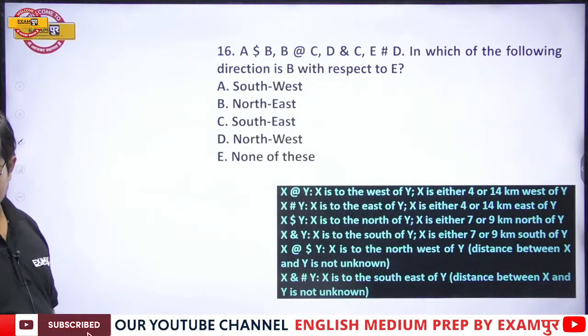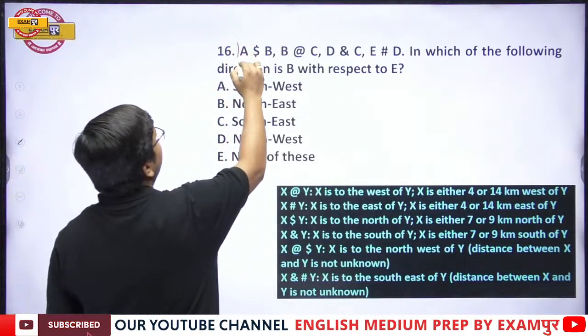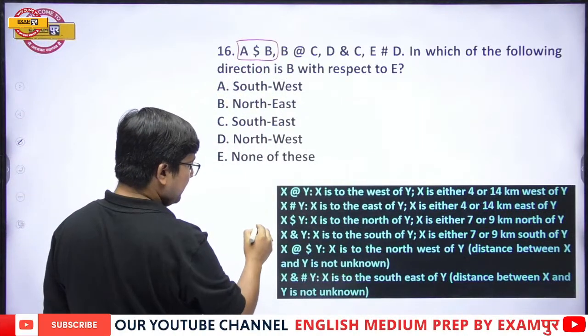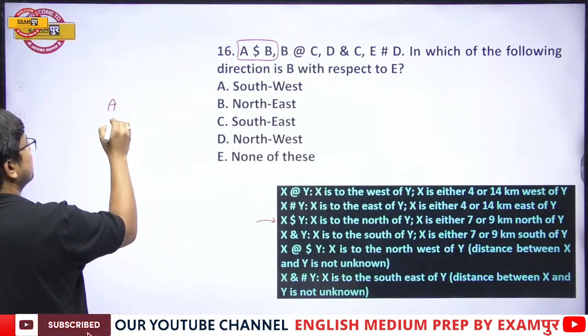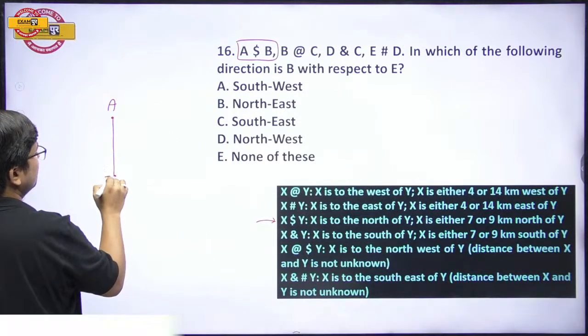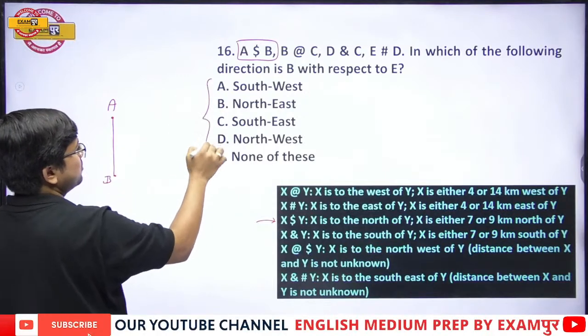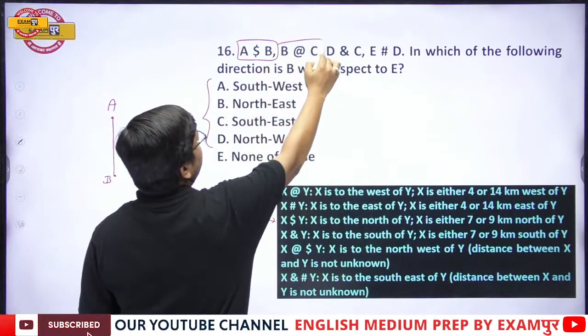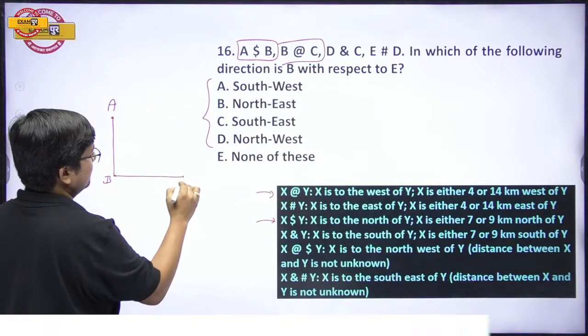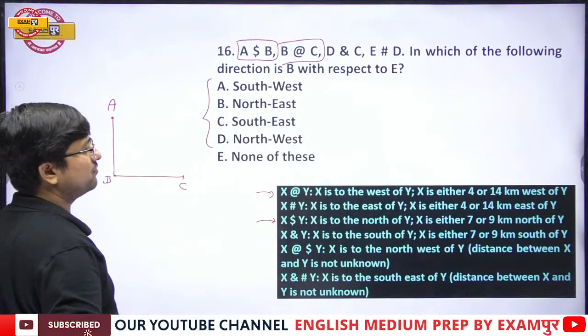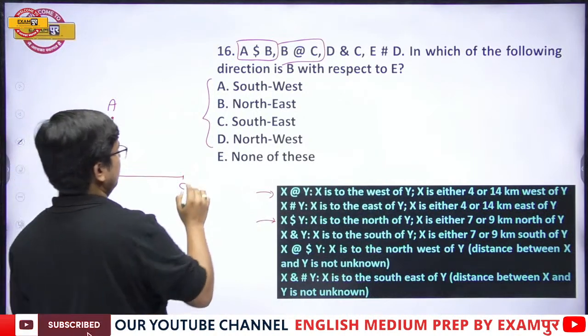Okay, now listen to me very carefully. A $ B means A is to the north of B. How much north? We need not worry because the options do not contain distance. B @ C means B is west of C, 4 or 14.